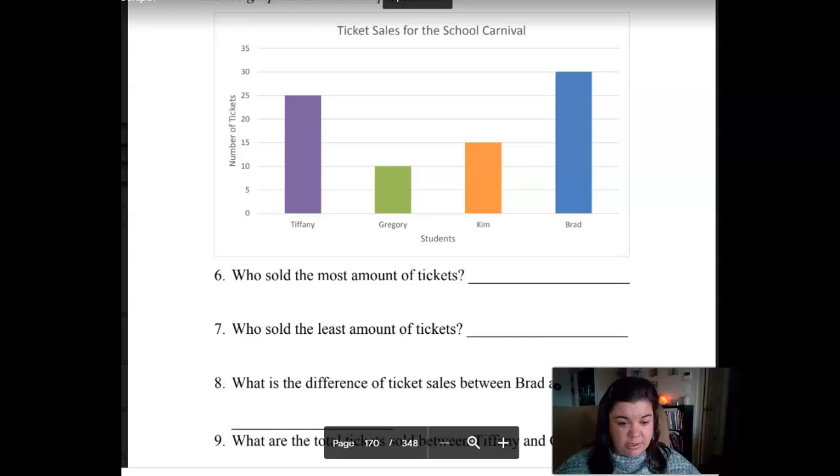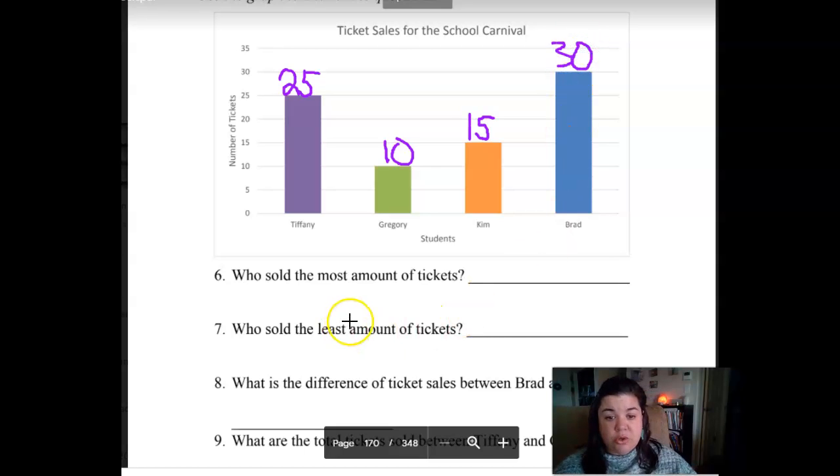Let's look at how many each sold first. So we have Tiffany over here. At what number is this? 25 mark. Okay, and Gregory is over here at the 10 mark. And then Kim is at the 15 mark. And Brad is at the 30 mark.